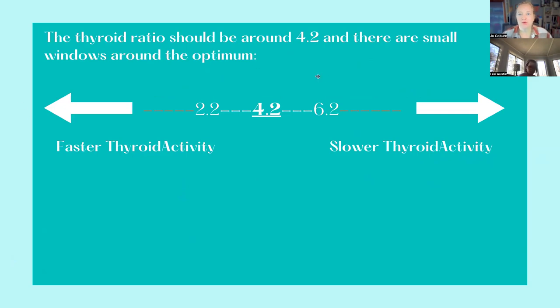So the thyroid ratio should be around 4.2. And there are small windows around the optimum, just like with the other ratios. If this goes down towards under 4.2, you're going to have faster thyroid activity, so more of a hyperthyroid dynamic. And if it's 6.2, you're going to have a slower thyroid activity, so more of a hypo dynamic.